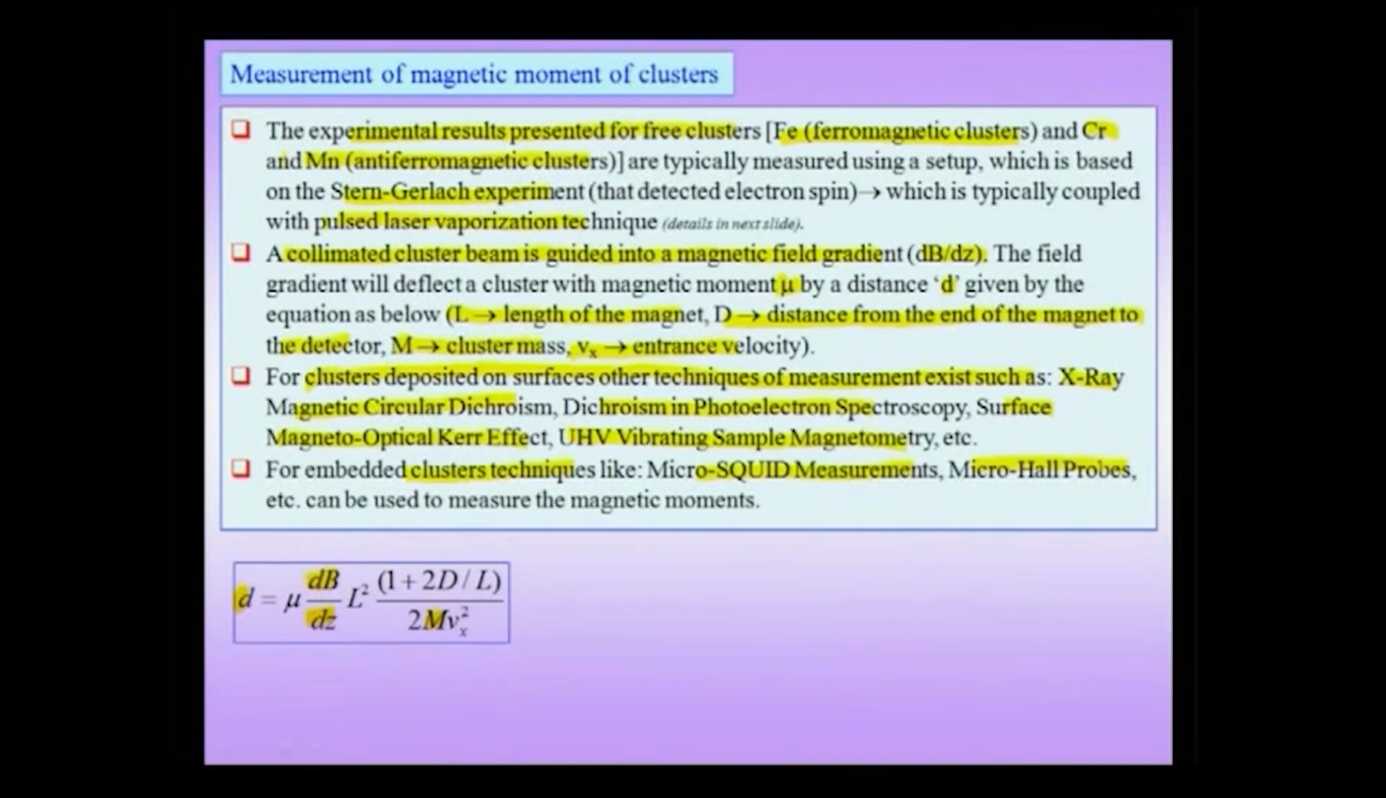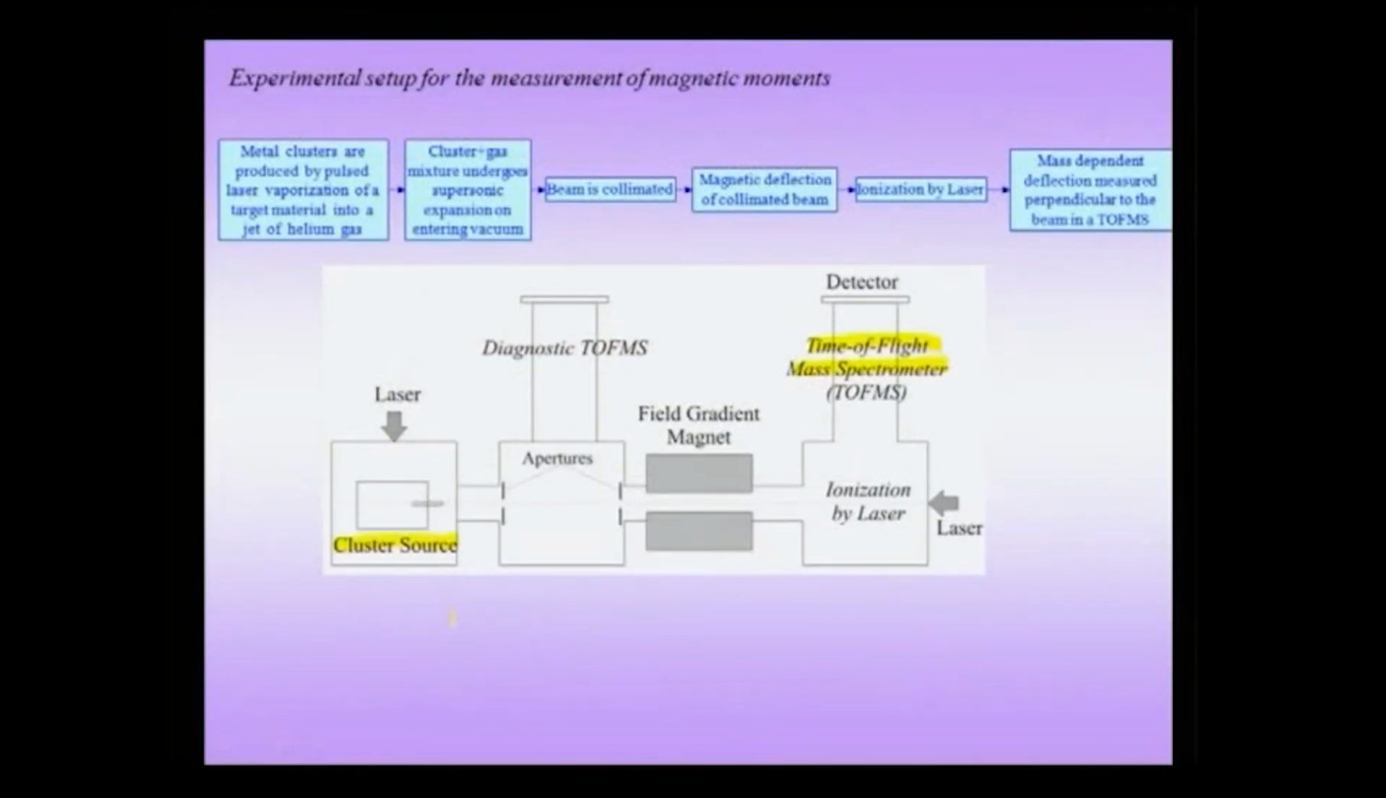Just to summarize this slide, at the heart of the experiment is a setup which is based on a technique like the Stern-Gerlach experiment, the classic experiment which measured the electron spin. The physics behind it is that you have a magnetic field gradient which deflects the particle based on the mass of the particle and its magnetic moment, and based on the deflection we can then back calculate the magnetic moment of the particle, assuming that the velocity of entrance of these cluster particles is independent of their size and is a constant quantity. So, this is the brief outline of the experimental setup for the measurement of magnetic moments.